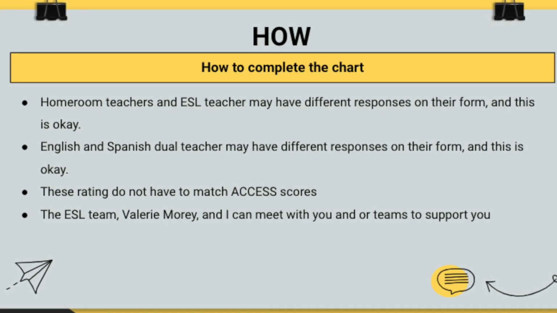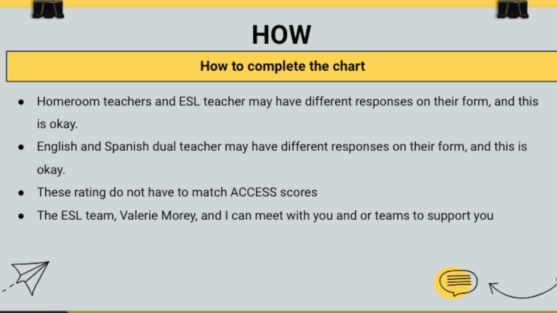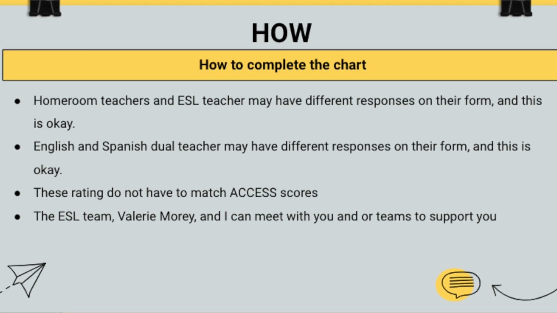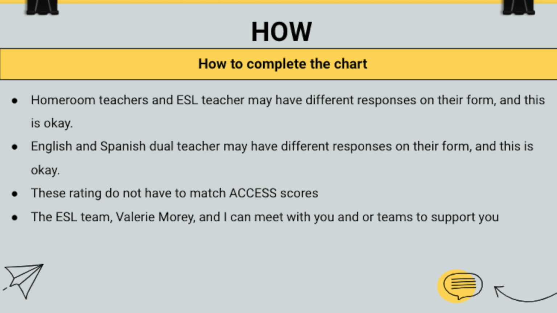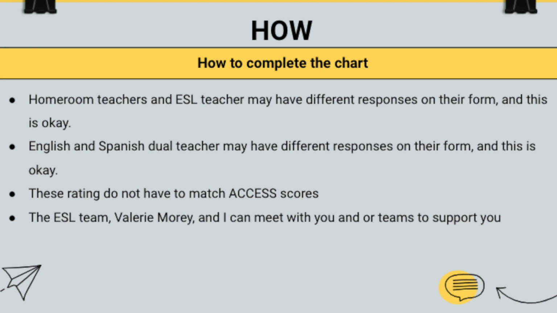The other thing to think about is ACCESS scores, and we do not want you to match ACCESS scores in this report. They're two different things because we're asking you to report out on your observations in the classroom. The ESL team, Valerie, Maury, and myself are here to support you. We can meet with you individually or in teams to help complete this process.